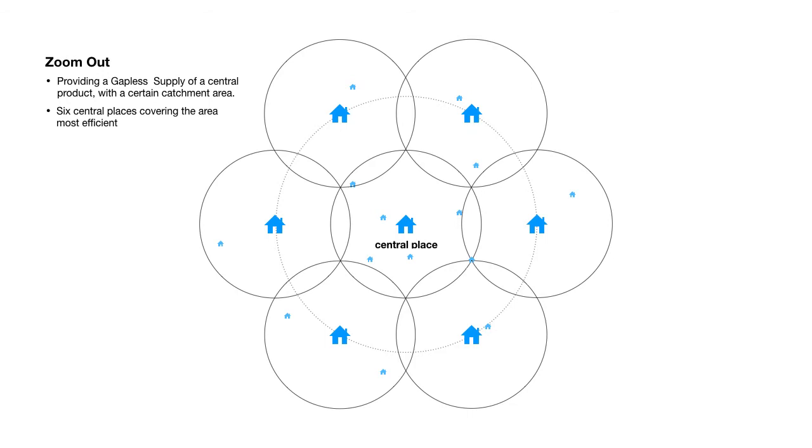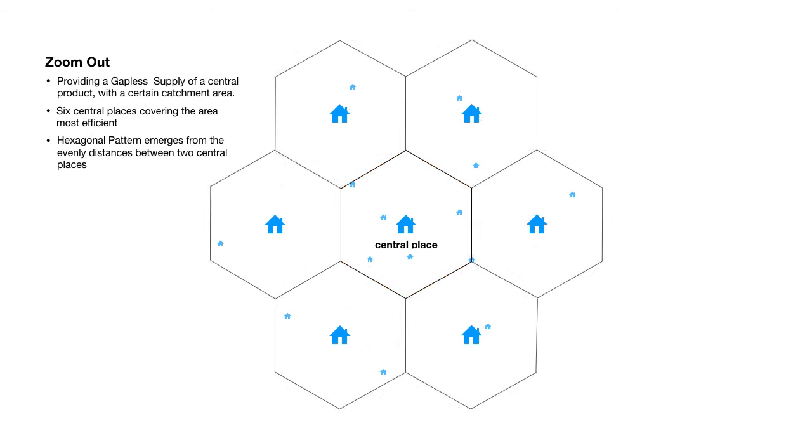Since customers in the overlapping areas are now in the catchment area of 2 central places, one could assume that these people would travel to the closest. The result would be a straight line between the intersection points of the catchment areas, dividing it into an evenly hexagonal pattern.